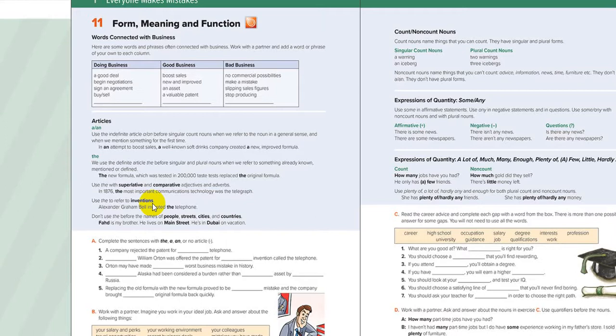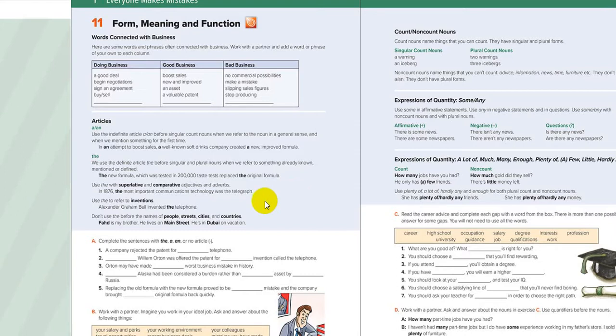We also use the before what? Before something which is called the superlative adjectives. صفات التفضيل يا شباب. If I say the longest, the tallest, the smallest, like this. Also, sometimes we use the before what? Before the directions. We have the 4 directions: north, south, west, and east.